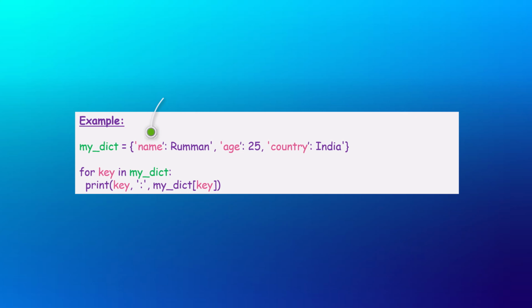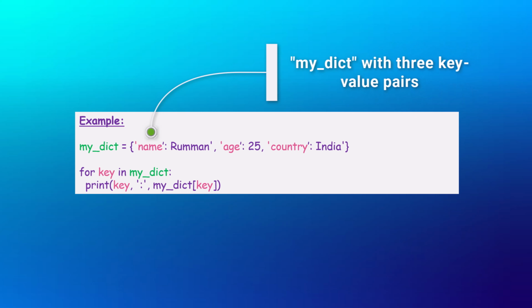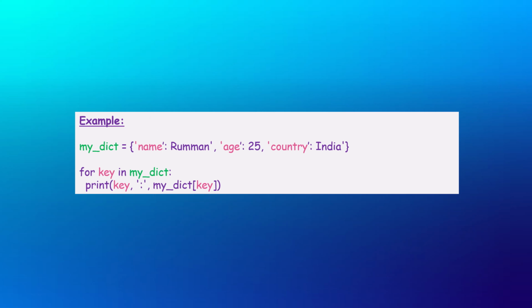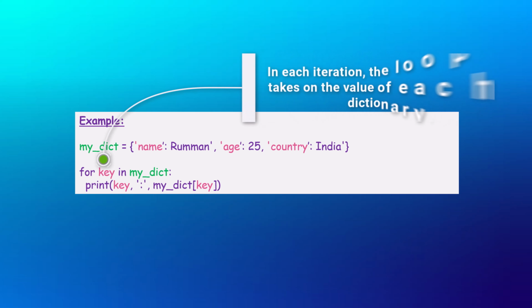In the first line, we create a dictionary, myDict, with 3 key-value pairs. In the for loop, we iterate over the keys in the dictionary using for key in myDict. In each iteration, the loop variable key takes on the value of each key in the dictionary.